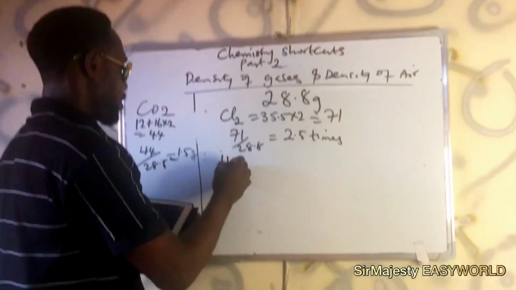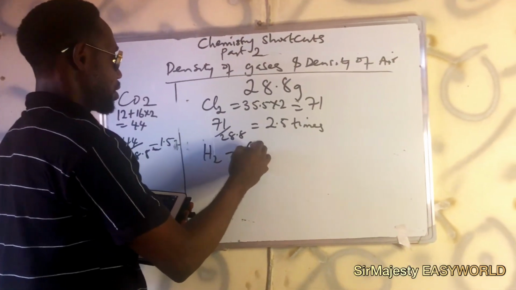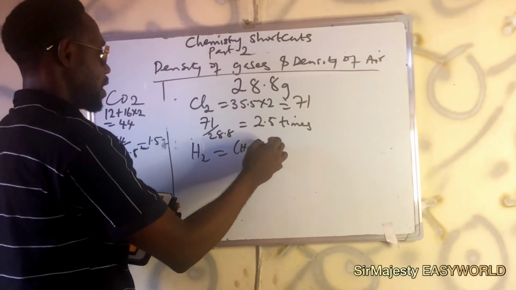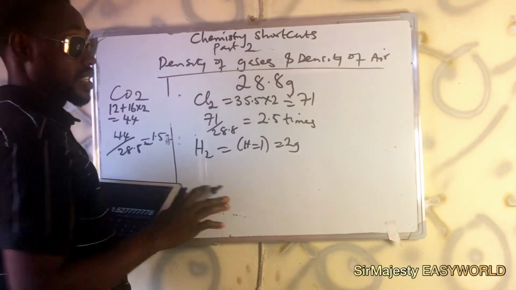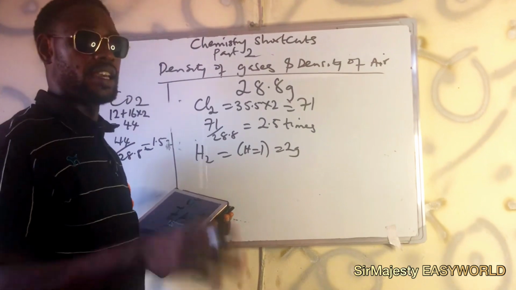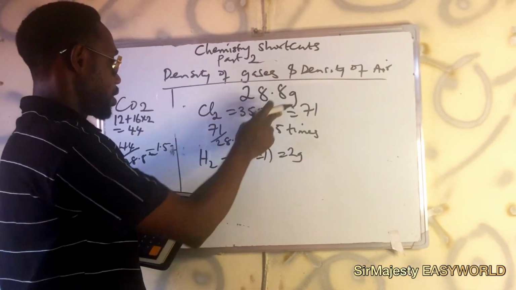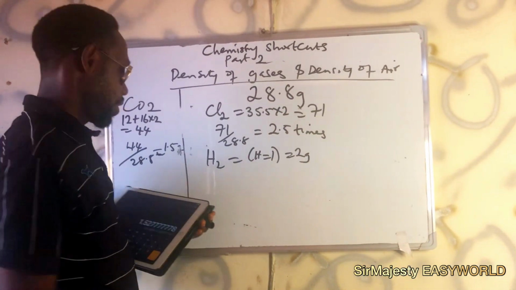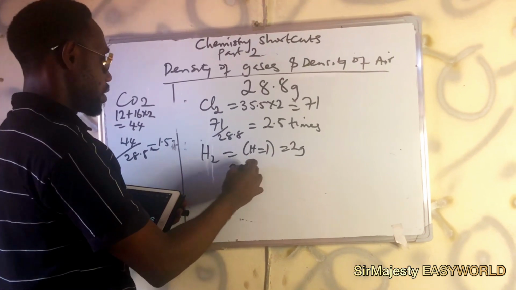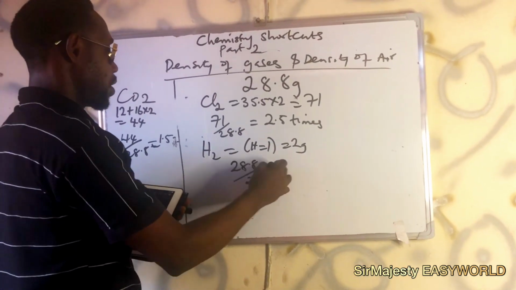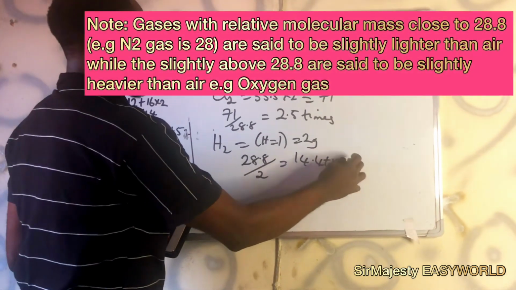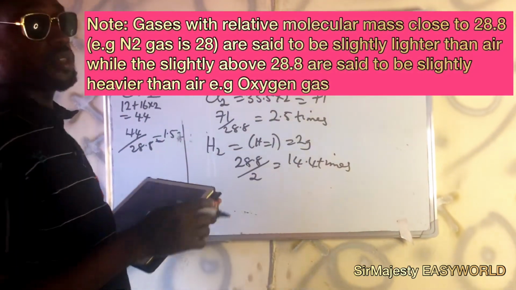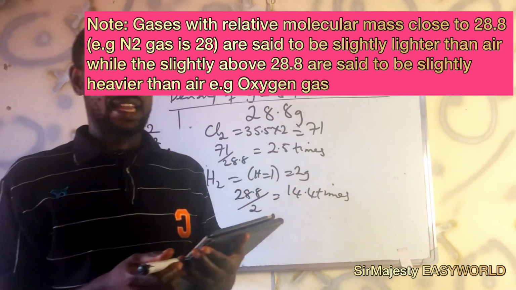Let's take a look at hydrogen. One hydrogen atom is 1, so the mass of 1 mole of hydrogen gas is 2 grams. Therefore, is hydrogen lighter or heavier than air? It is lighter than air because 2 grams is far less than 28.8. How many times? You say 28.8 divided by 2, which will give you 14.4 times. So hydrogen gas is about 14.4 times lighter than air.